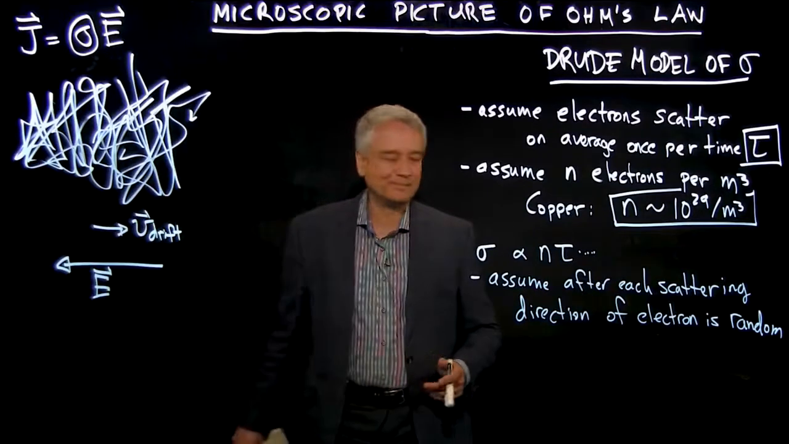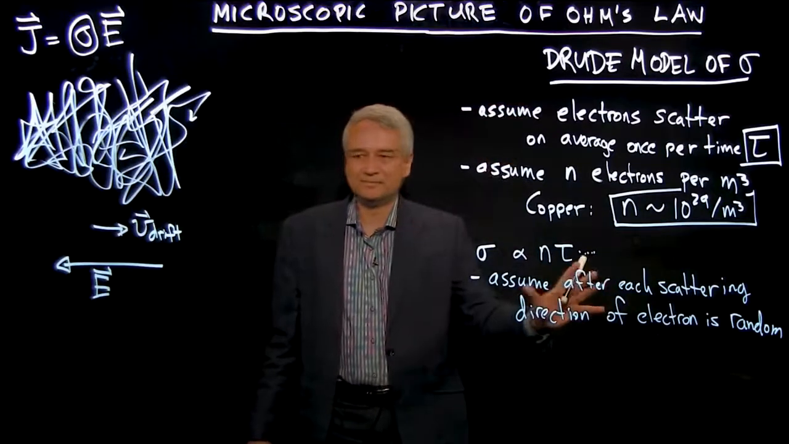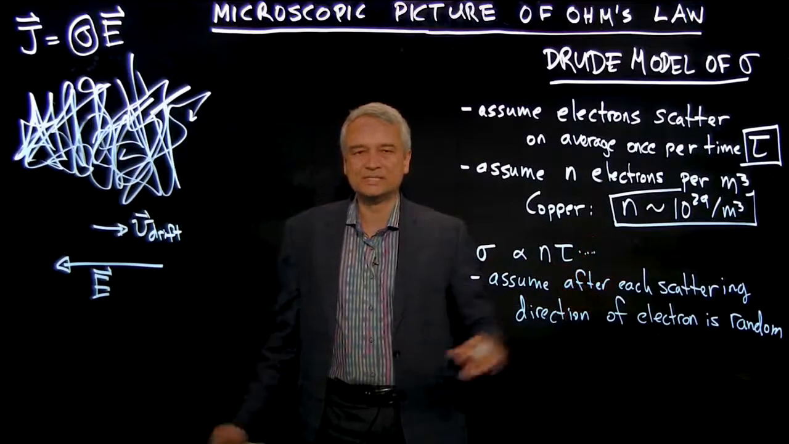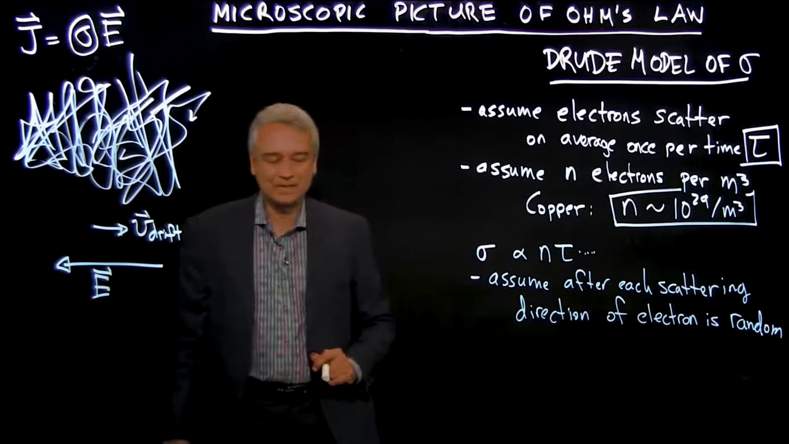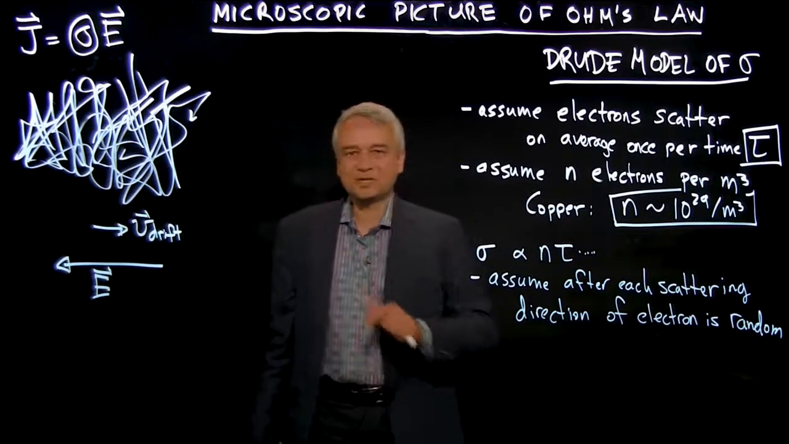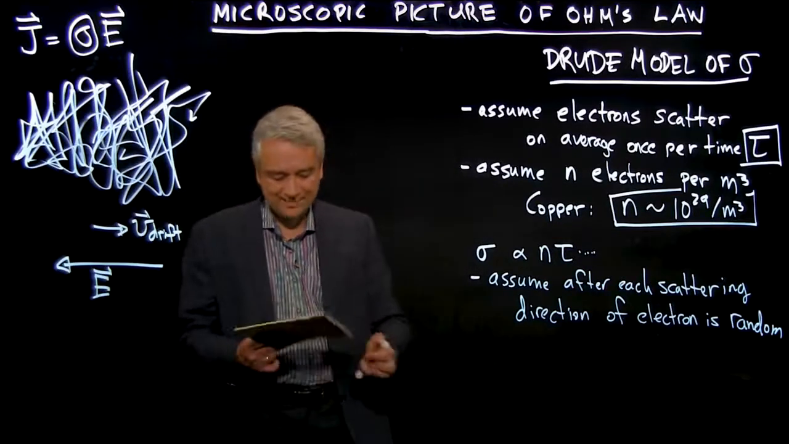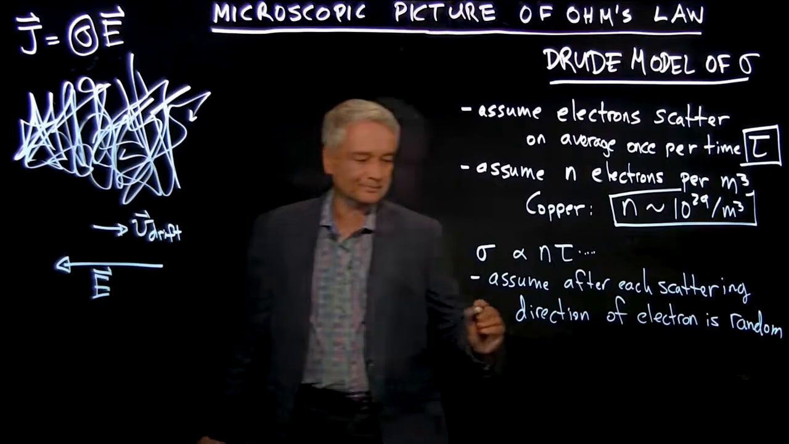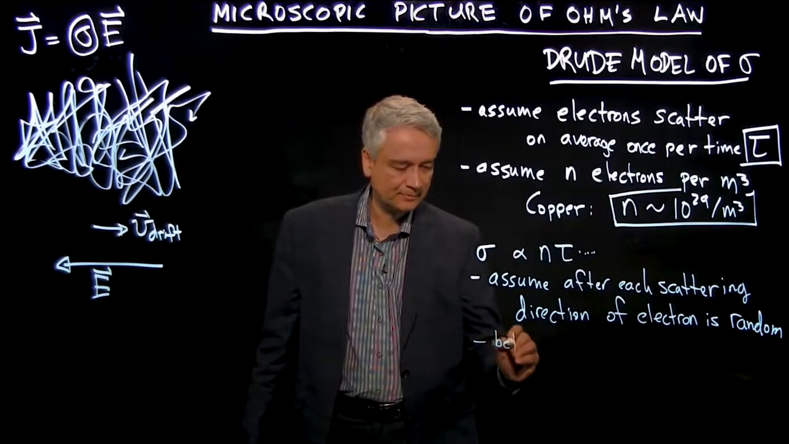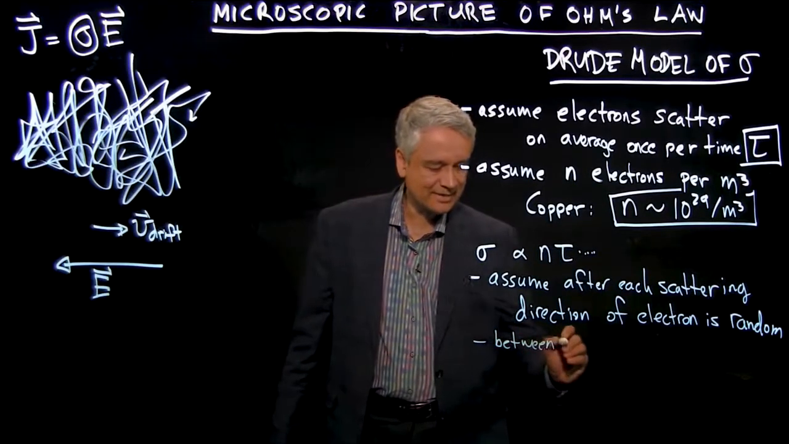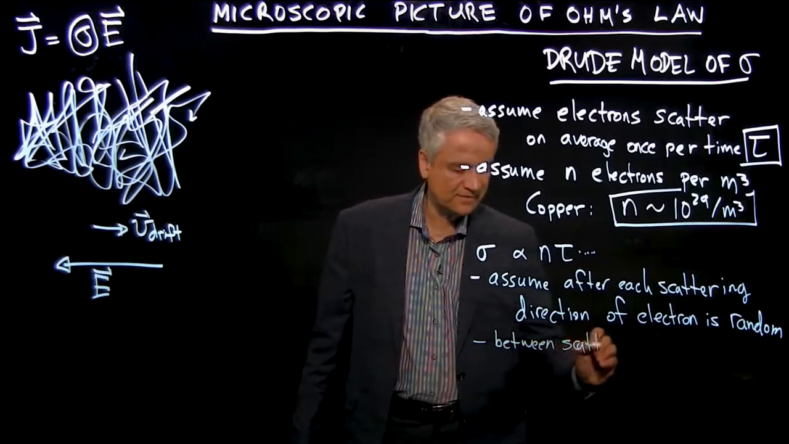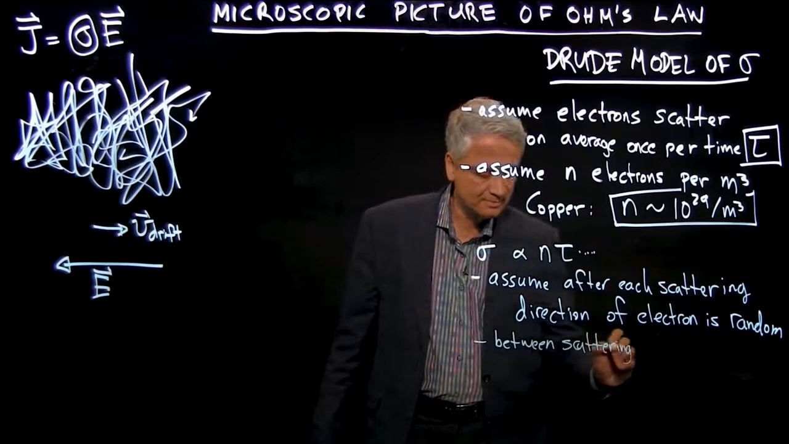So let's keep going. Now actually we have enough. Everything on the board now, this is all we need. So now let's see where we go. Okay, so I have electrons flying at high speed, whizzing along, then they scatter, they go in a random direction. Well, what happens between scatterings? Between one scattering and the next, the electric field curves the trajectories.